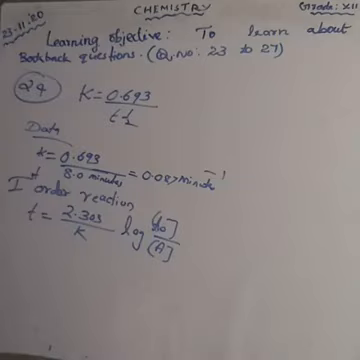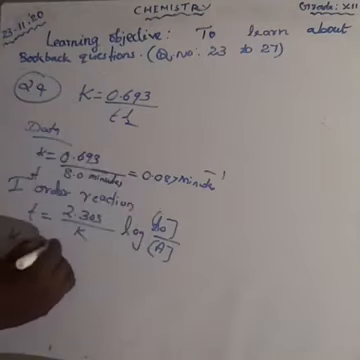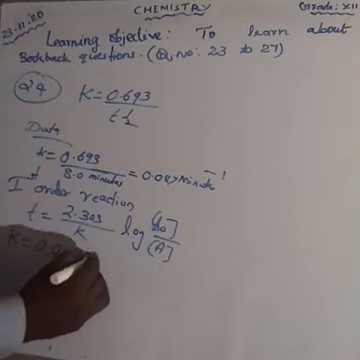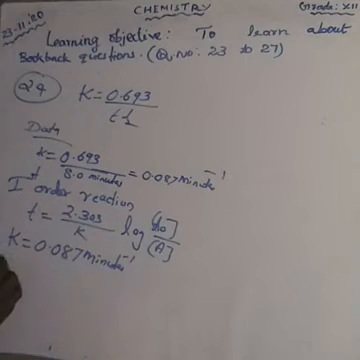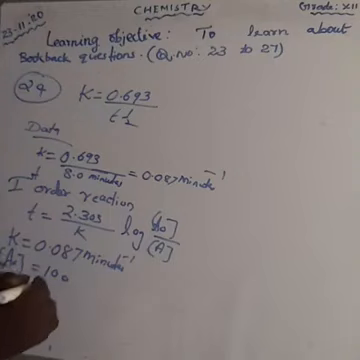So, what about the K? K is already given. K is equal to 0.087 minutes inverse. What about the A naught? A naught is the initial concentration, we are taking it as 100. And what about the A? It is already given that it is reduced to 1% of the initial value. That is, it can be taken as 1.